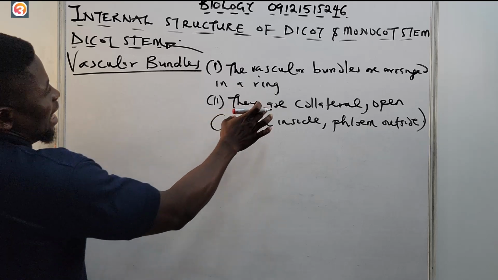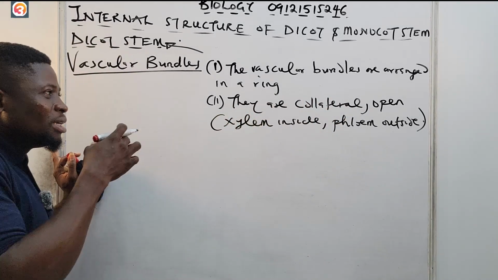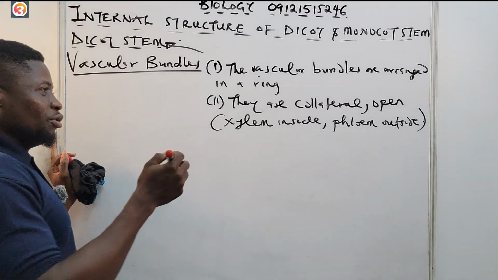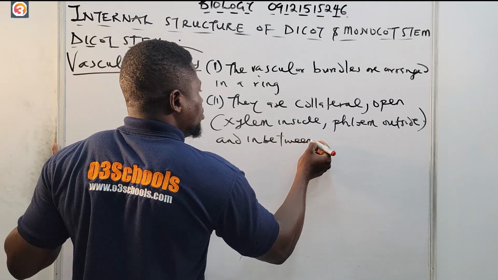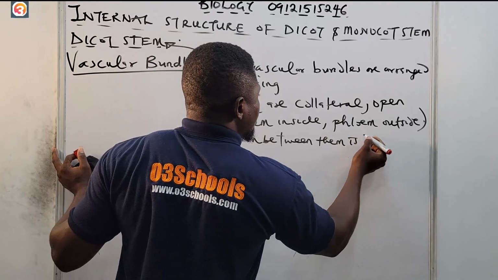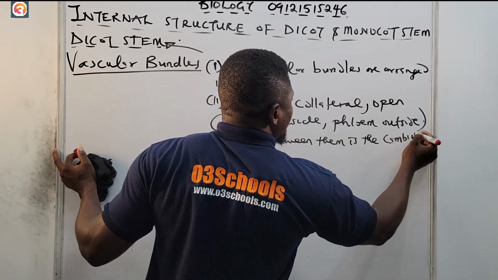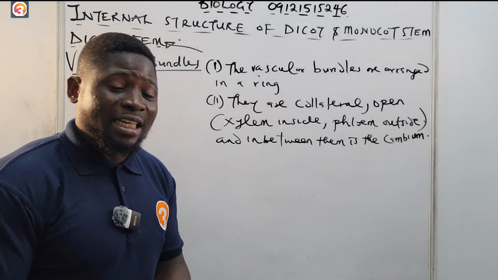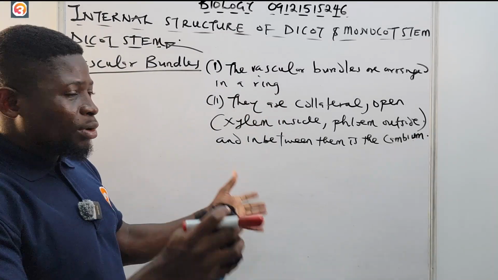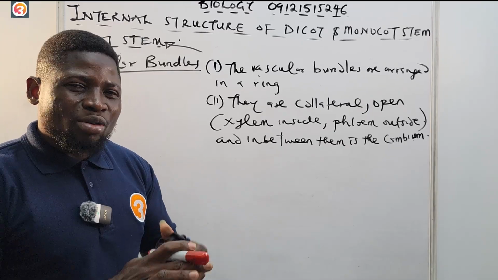So they are collateral and open, with the xylem inside and phloem outside, and in between the xylem and the phloem, we now have the cambium. Remember I said the cambium is responsible for what? For secondary growth. So the cambium is in between the xylem and the phloem, and it is responsible for secondary growth.